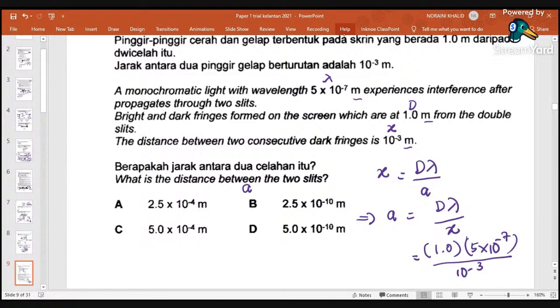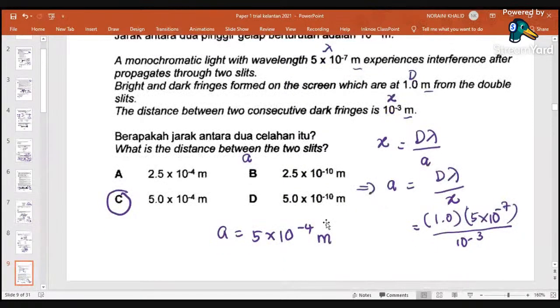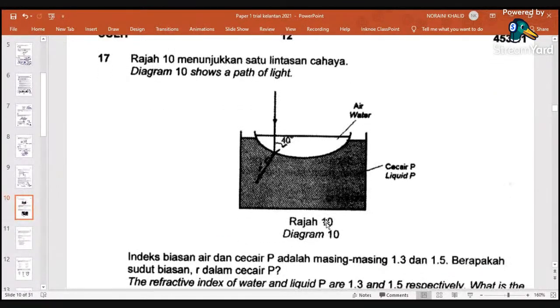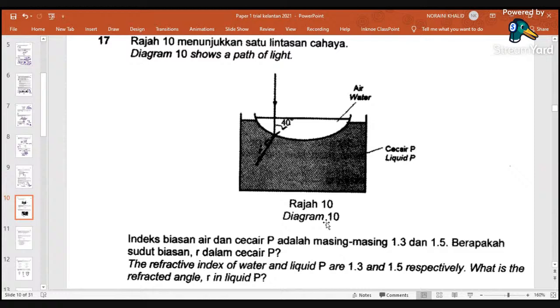Okay, so you will get A equals, just use the calculator to calculate, you will get 5 times 10 to the power negative 4 meter. Answer C. Okay, number 17, diagram 10 shows paths of light. Refractive index of water and liquid P are 1.3 and 1.5 respectively. What is refracted angle R in liquid P?